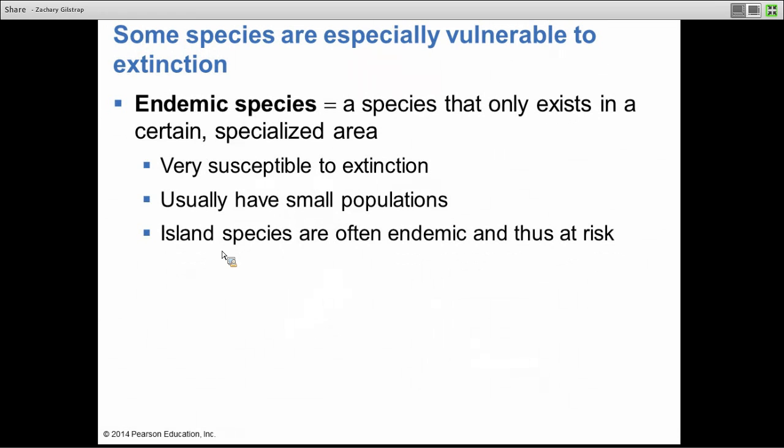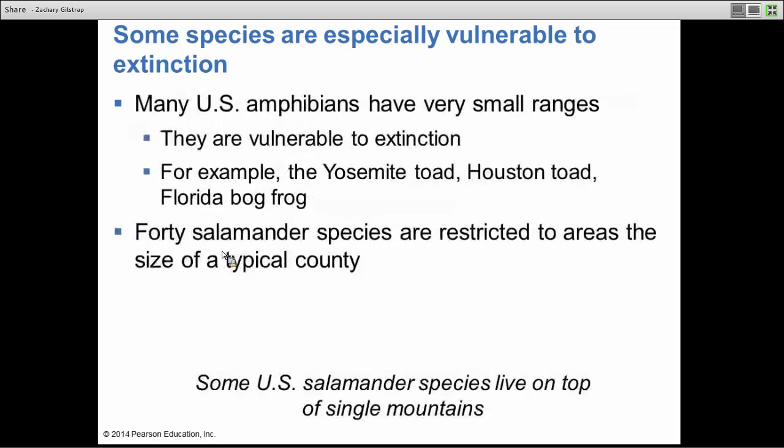Island-dwelling species are frequently vulnerable. On a mainland, islands of habitat can host endemic species that are vulnerable to extinction. And here's a couple examples of that. In the U.S., many amphibians have very small ranges, so they're endemic to small islands of habitat that happen to occur on the mainland. For example, the Yosemite toad, the Houston toad, and Florida bog frog all live in these conditions. 40 salamander species are restricted to areas that might just be the size of a local county.